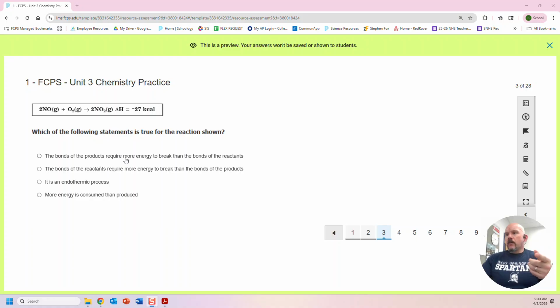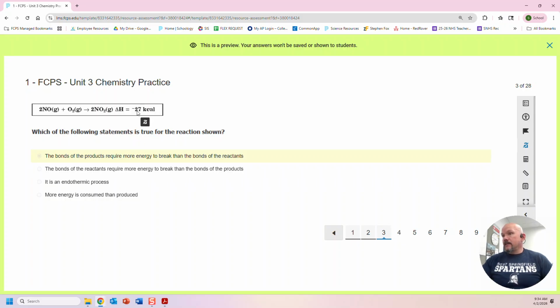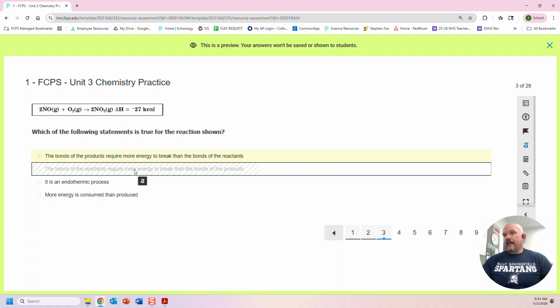So the bonds of the products require more energy to break than the bonds of the reactants. It's that first answer right there. All right, but let's just go down the list and see what the other answers are here. Bonds of the reactants require more energy? If the bonds of the reactants were stronger, then this delta H would be positive. So we know that's not true.